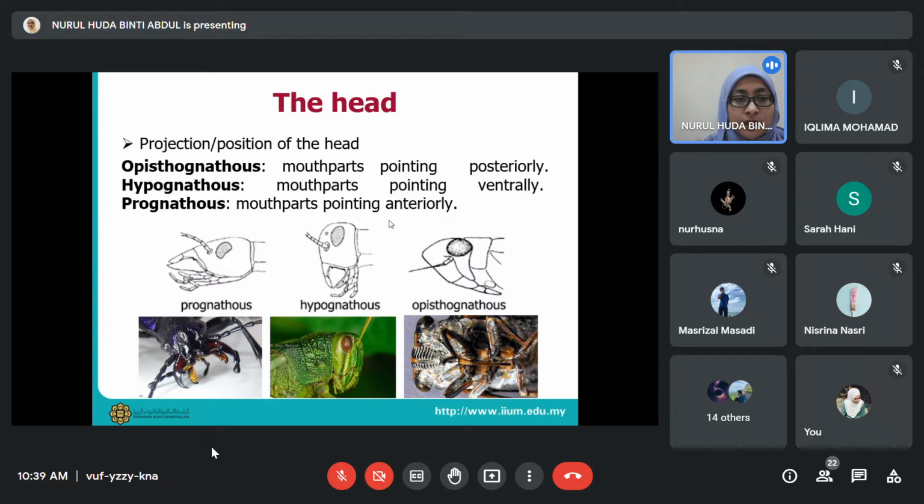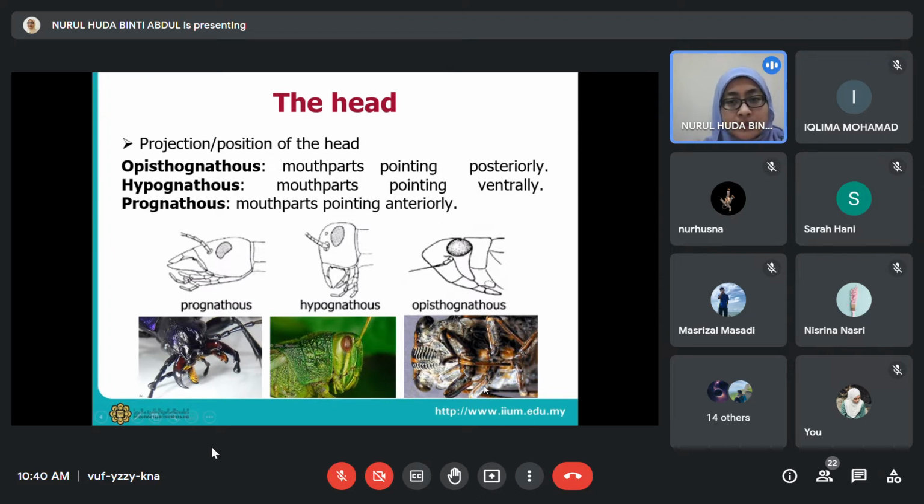And these insects can also be identified based on the projection or position of the head. The first one is opisthognathous, mouthparts pointing posteriorly. Anterior is to the front, posterior is to the back. So imagine the mouth actually pointing backward. The example here is hemipterans, like cicadas. In the picture below, the mouthpart is the smaller one here, which we call a rostrum. This rostrum is pointing toward the posterior end of the insect's body rather than to the front.